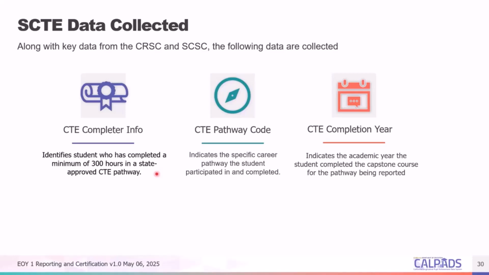So again, you need to report the specific CTE pathway that the student completed, and it should be in the current academic year. If it's 24-25, then obviously the academic year should be this year. You can't report 23-24, because CalPADS won't pick it up on the reports.